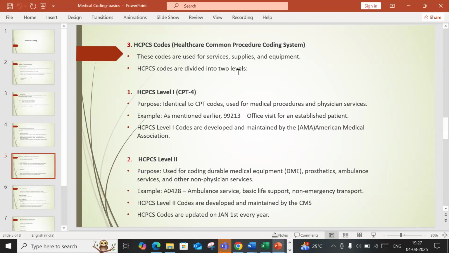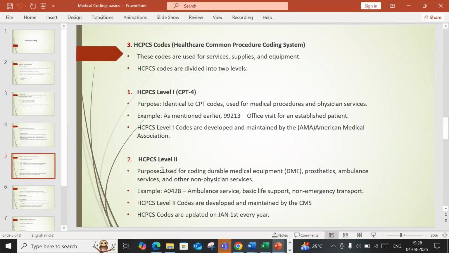Only level 1 and level 2 we are using. So coming to the HCPCS levels, level 1 and level 2. HCPCS level 1 is nothing but CPT. CPT means we are giving codes to procedures and services. Again, CPT is classified into 3 categories: Category 1, 2 and 3.